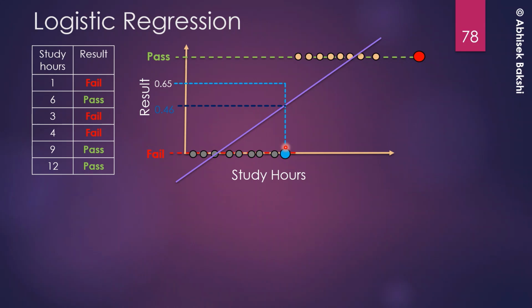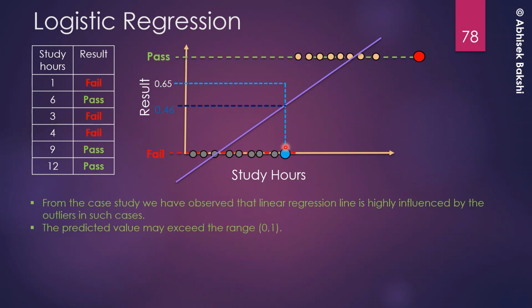So there is a very big limitation in this scenario if we try to apply linear regression: it cannot work with outliers. I have written this as a gist: from the case study we have observed that the linear regression line is highly influenced by the outlier. The predicted value may exceed the range 0 to 1. Yeah, definitely.